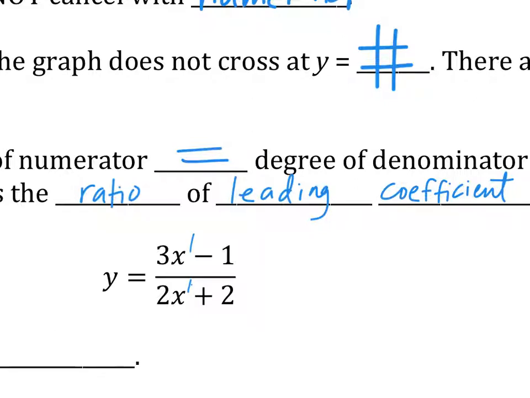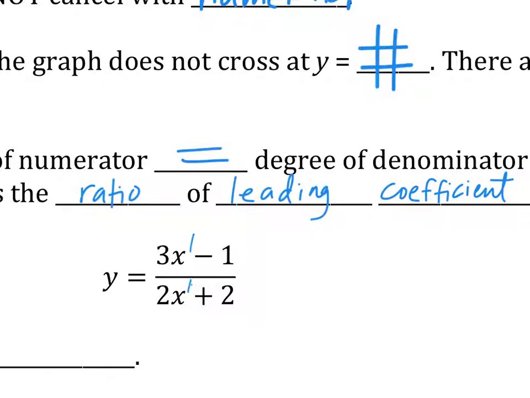Okay, Rula and Josh. What is the leading coefficient? How do you know? Where is it? It's like the number before the highest. Yes, perfect. The number before the highest degree. Okay, so when the degree of the numerator and the degree of the denominator is the same, the horizontal asymptote is the ratio of the leading coefficient.